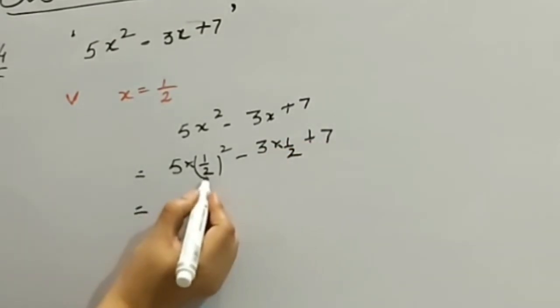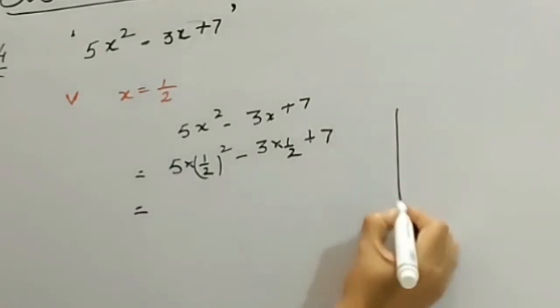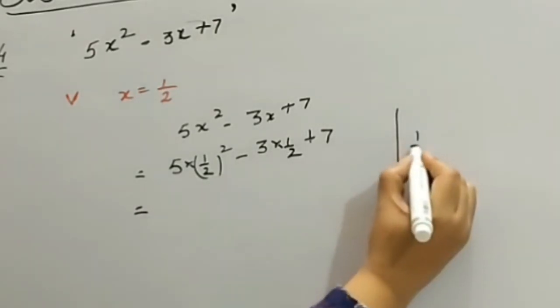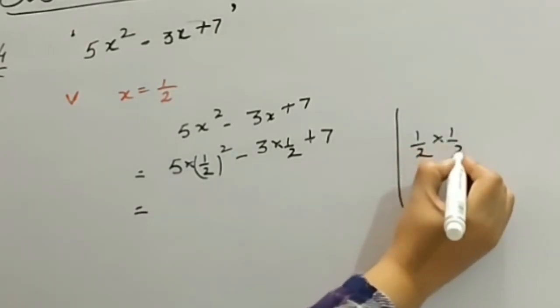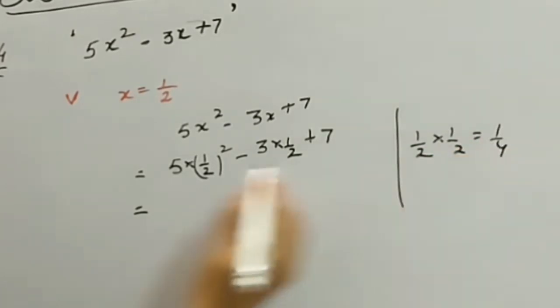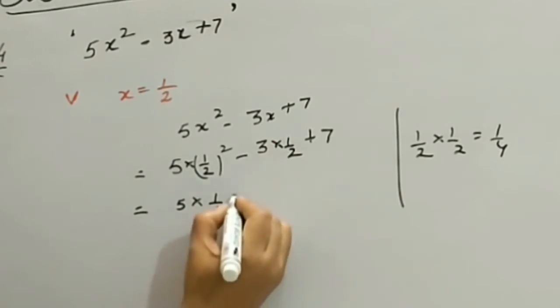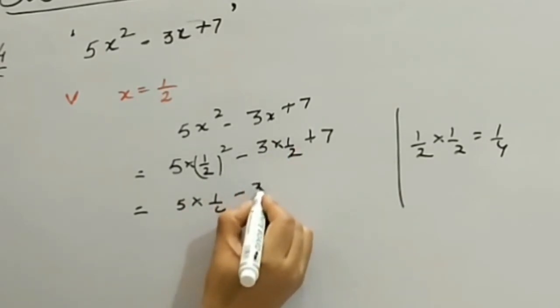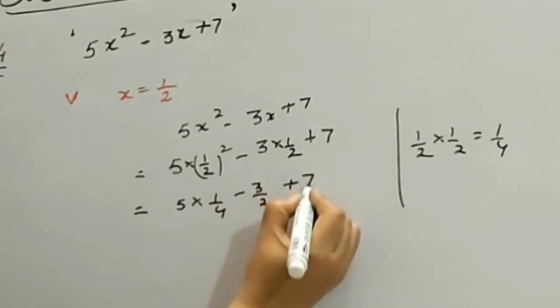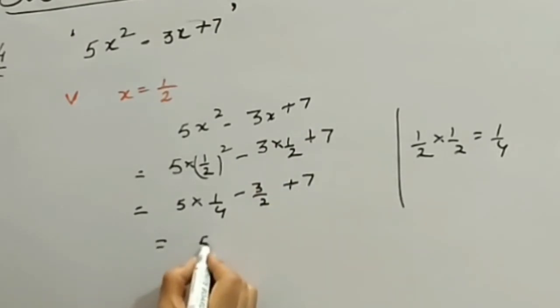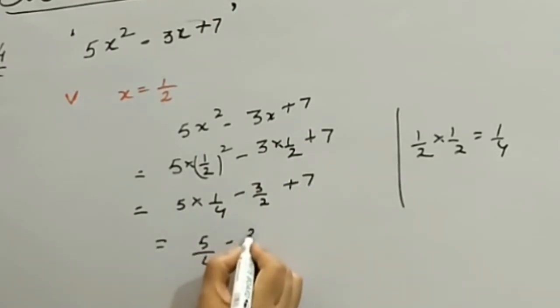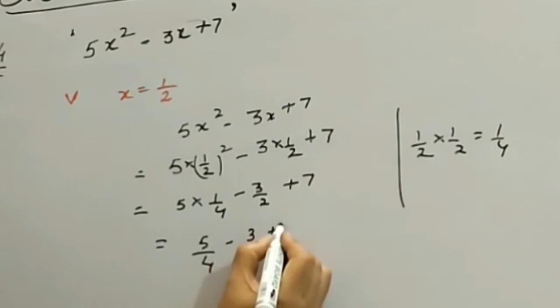If you are confused in getting the square, make a rough column and multiply it repeatedly. How many times? 2 times. So the answer is 1 by 4. So when you open, it becomes 5 into 1 by 4 minus 3 into 1 by 3 by 2 plus 7. Next step, 5 by 4 minus 3 by 2 plus 7.